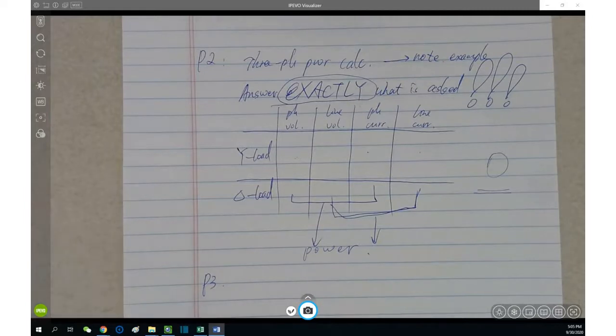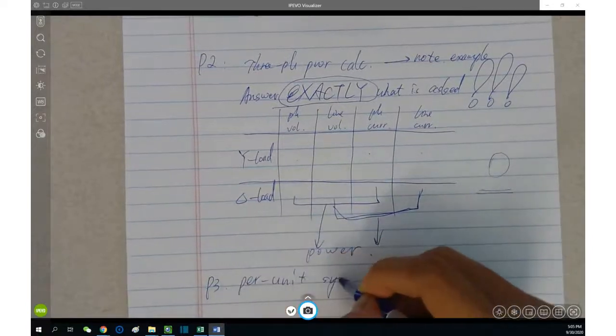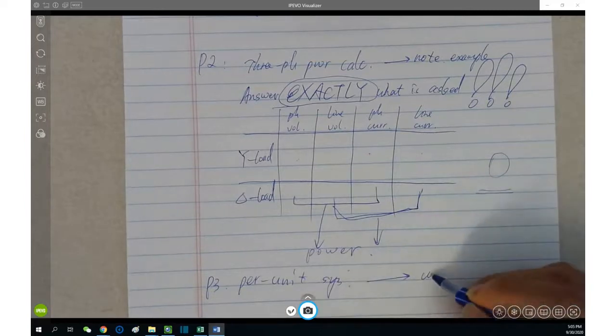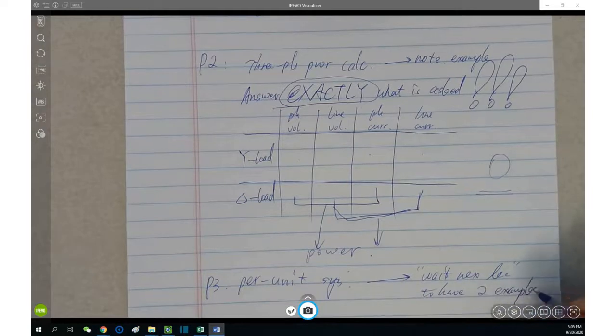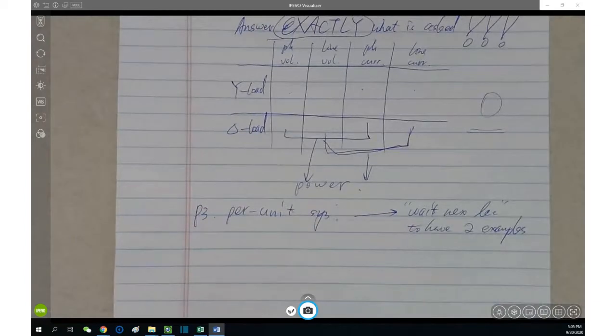This is problem 2. Problem 3 is per unit system. Per unit system, you need to wait until next lecture to have a couple of examples. By then we're going to discuss more about the per unit system, by next Monday.